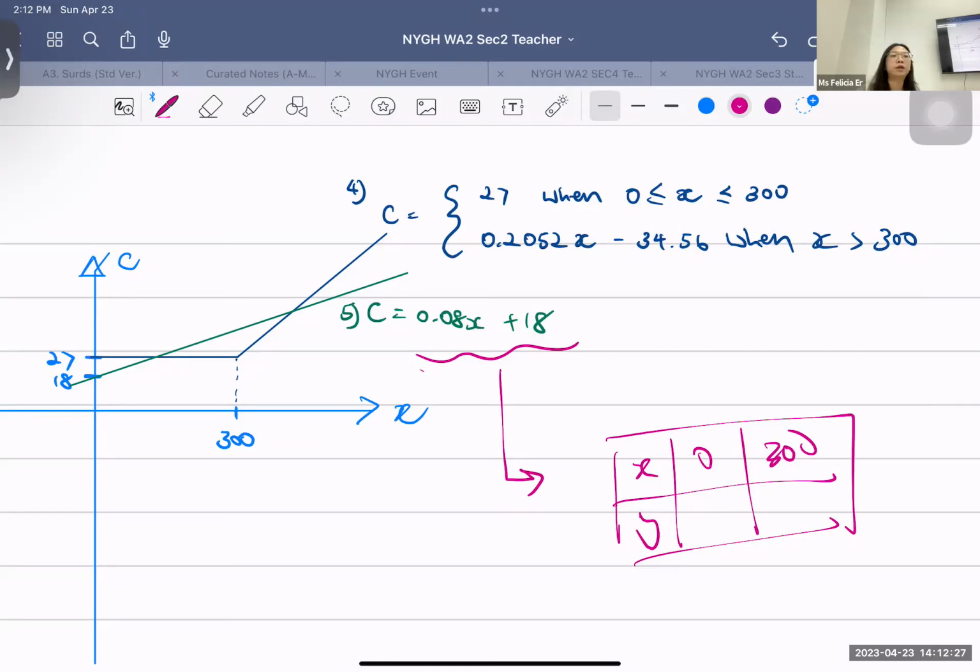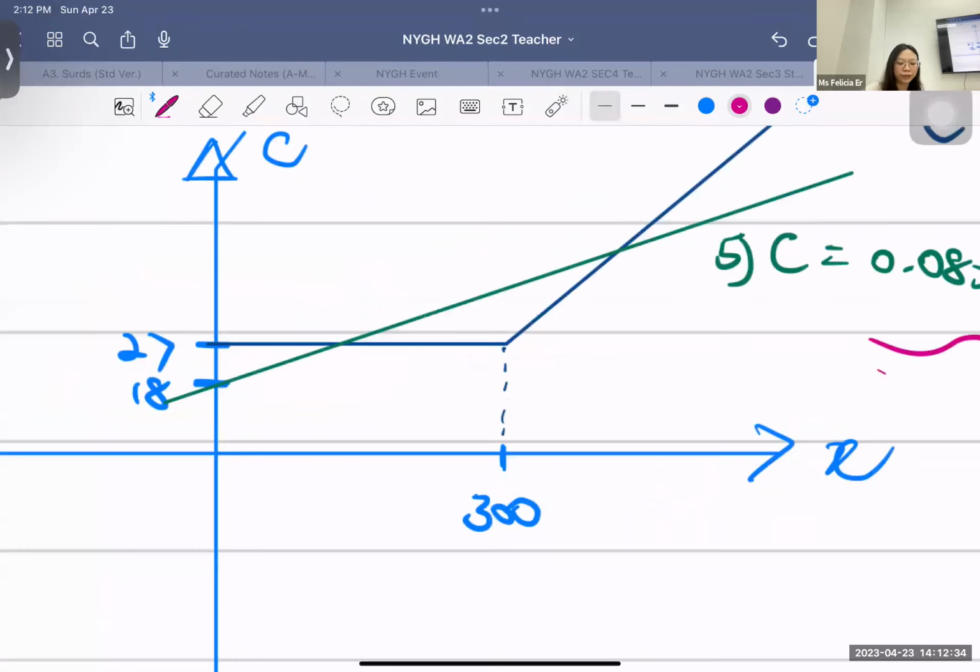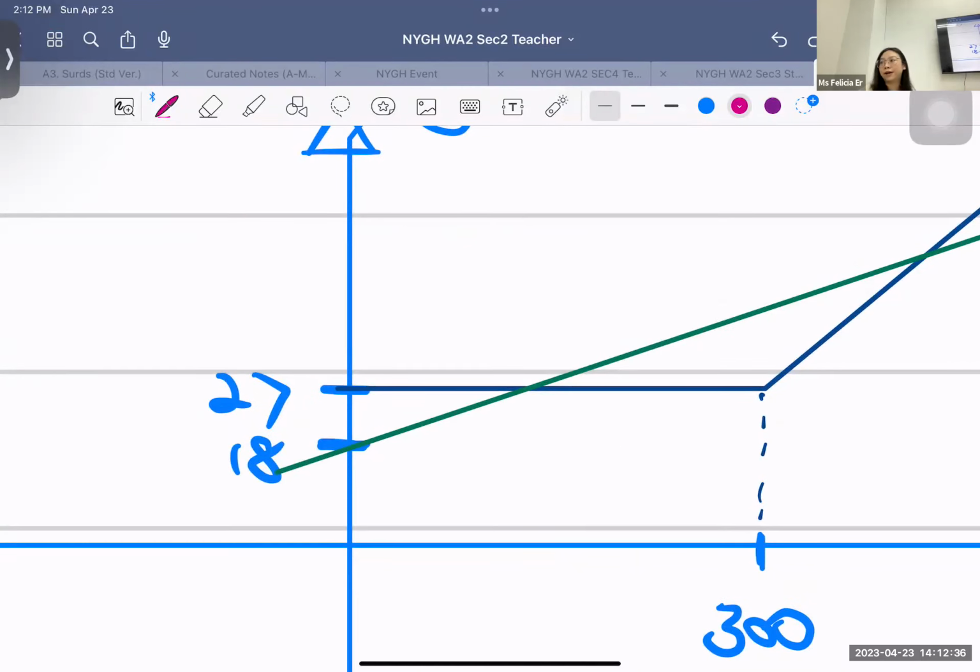What do I mean by your scale should be even? It means it should be reasonably and evenly spaced. Look at my 2 critical values for part 4 and part 5. One of them is 27, one of them is 18. If I put 27 here, don't go and tell me 18 is here.